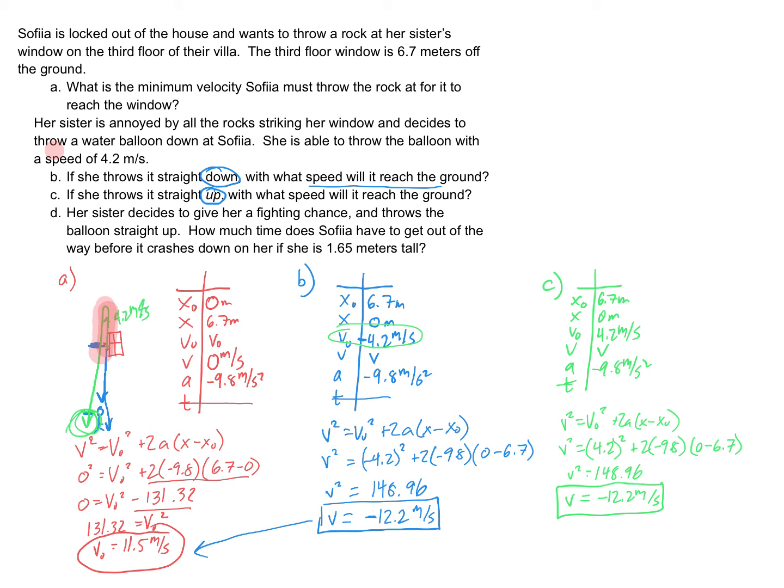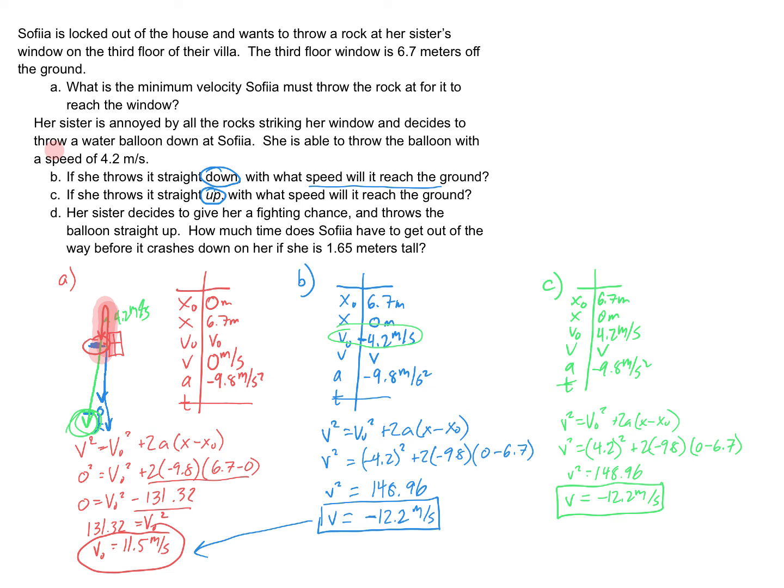And so therefore, when it gets back to the point that it started at, when it gets back to the window after going up and coming down, it will have the same speed as it had when it was thrown up in the air. And so from that point on, it's identical. The difference is it's going to take a little bit longer, right? And that's what we're going to find in D.